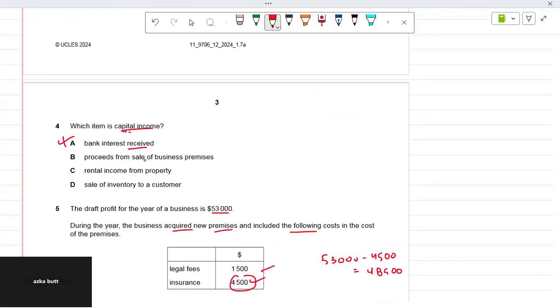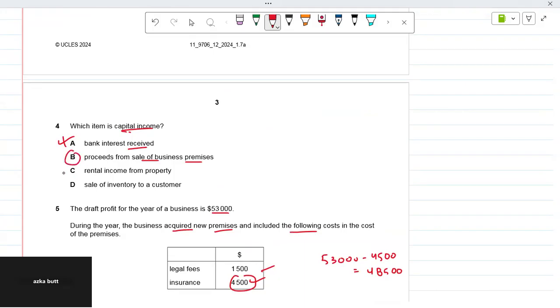B is proceeds from sale of business premises. So this is income received from selling a long-term asset. This is business premises. So this is capital income as it results from the disposal of the capital asset.